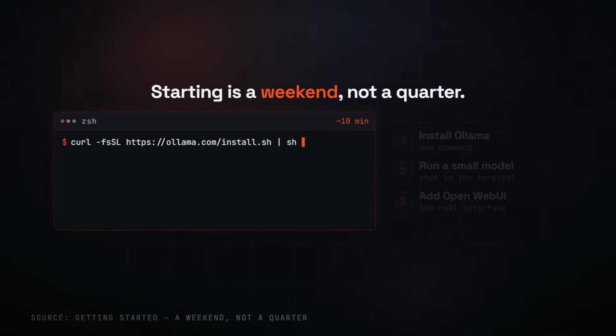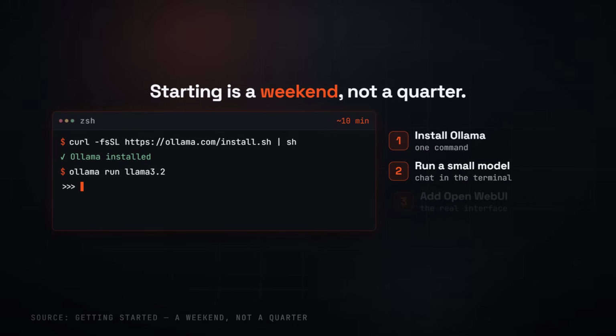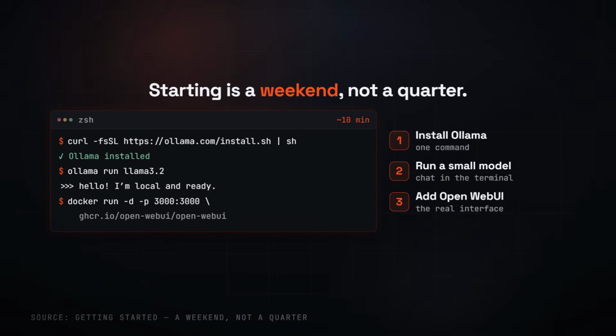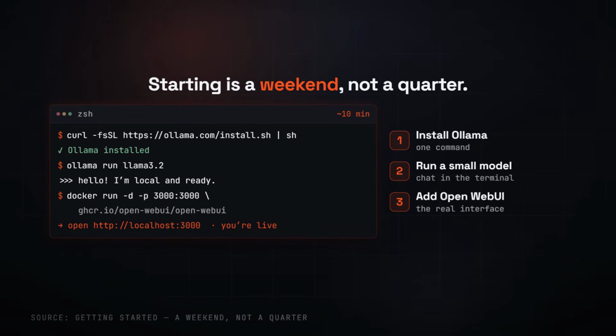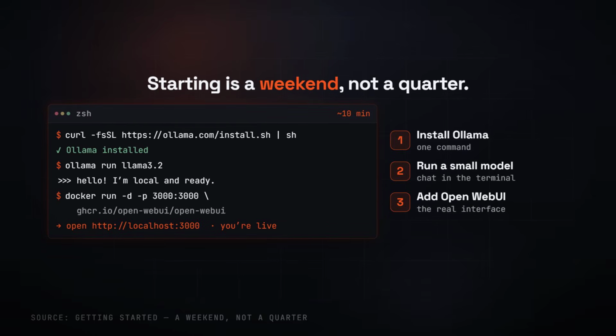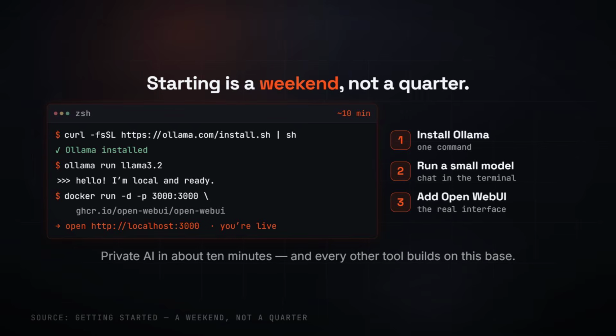And starting is genuinely a weekend, not a quarter. Install Ollama. It is a single command. Pull one small model and chat with it in the terminal. Spin up Open WebUI in Docker for the real interface. That is it. You are running private AI in about 10 minutes, and every other tool builds on that exact base.